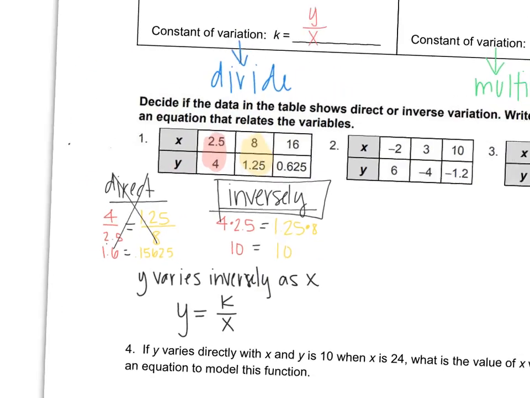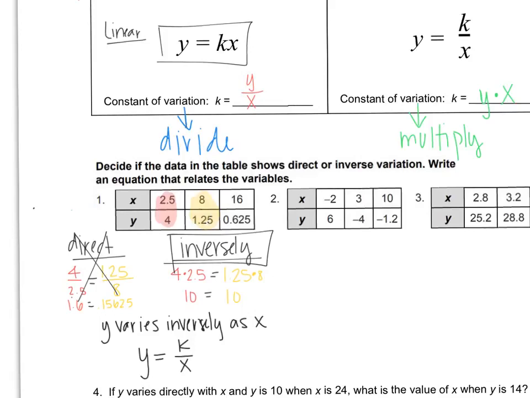Well, let's go back and look. To find our constant of variation, to find k, what do we do? Multiply. Did we already multiply? What is k in this problem? So our equation would be y equals k divided by x.